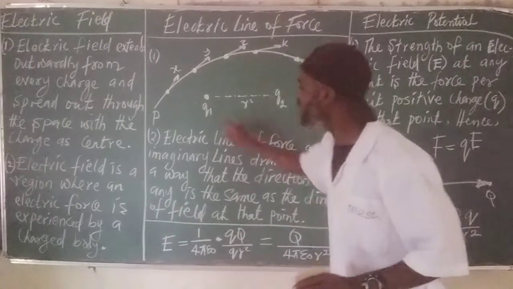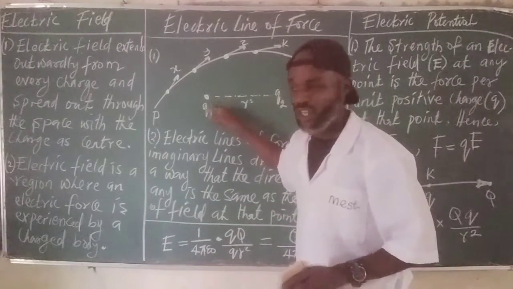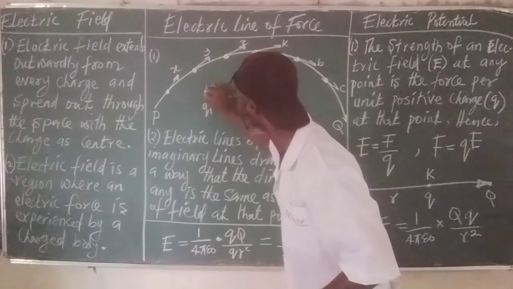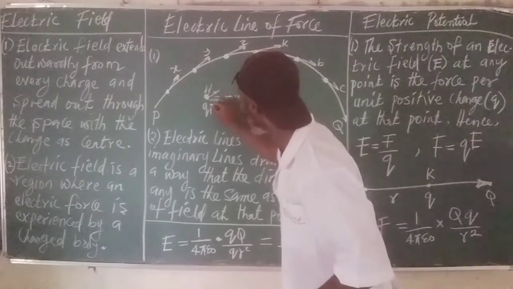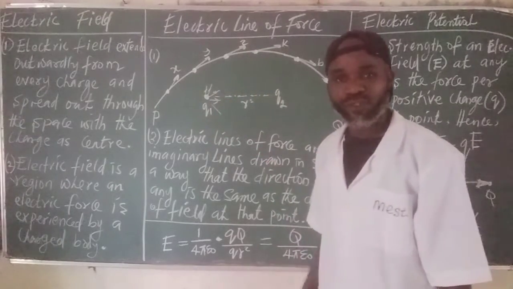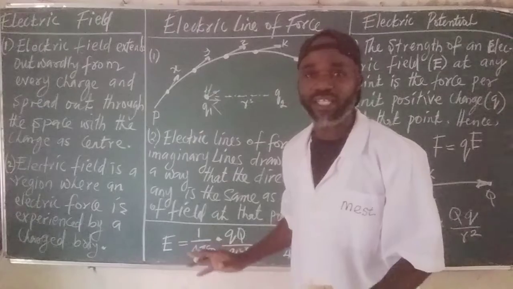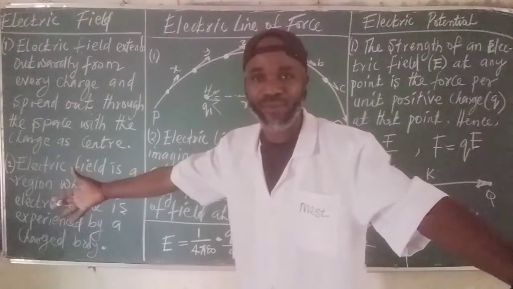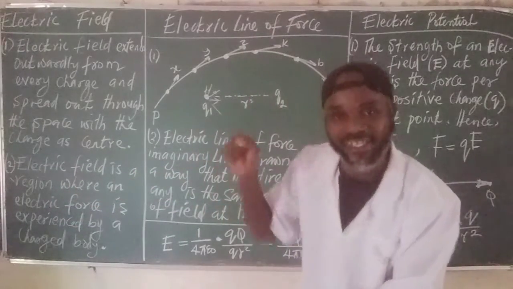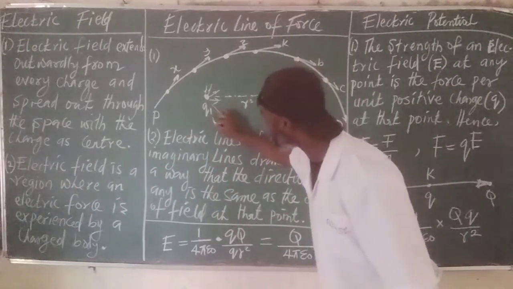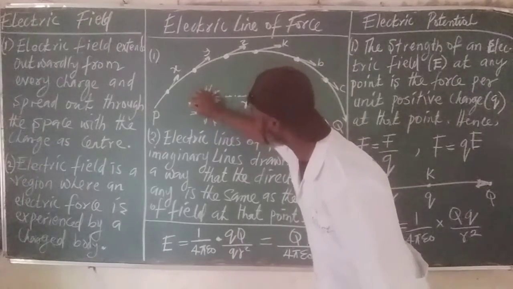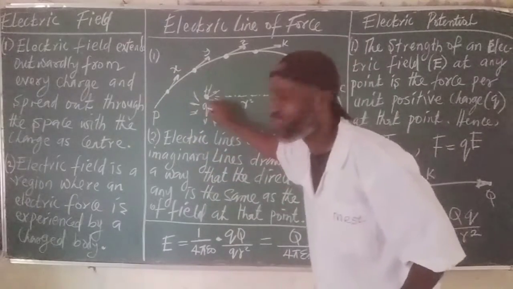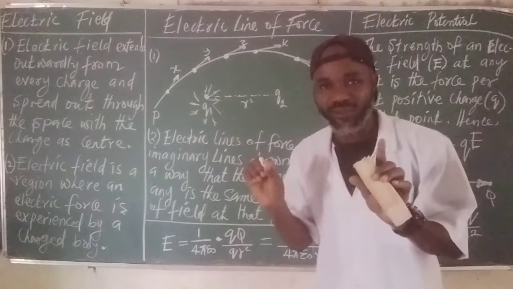What happens is that every charge exhibits some amount of electric field. And this electric field extends outwardly from that point. So when it extends outwardly, it spreads through the space with the charge as the center. So that's what it means. Just take this as the electric field extending outwardly from this particular charge.